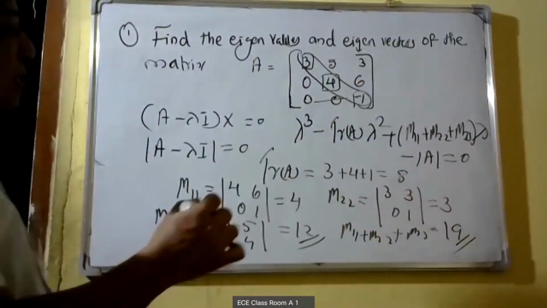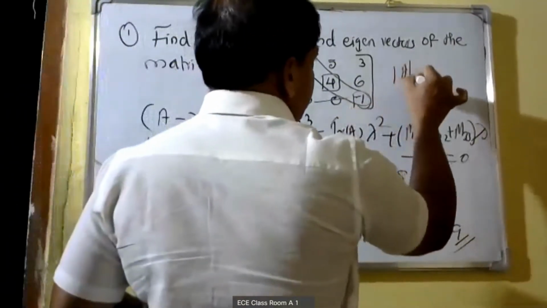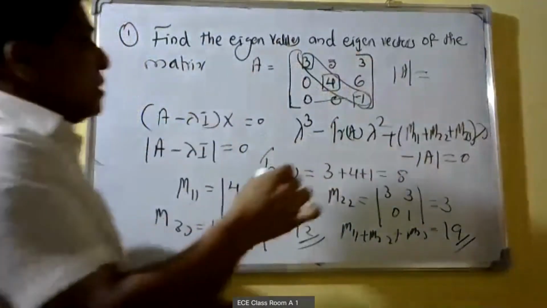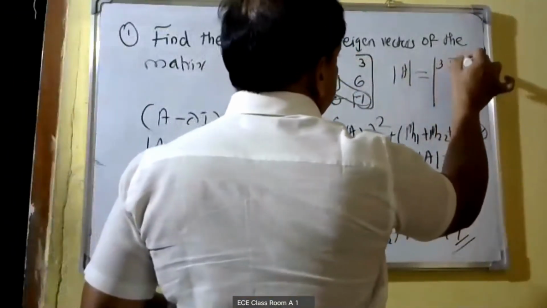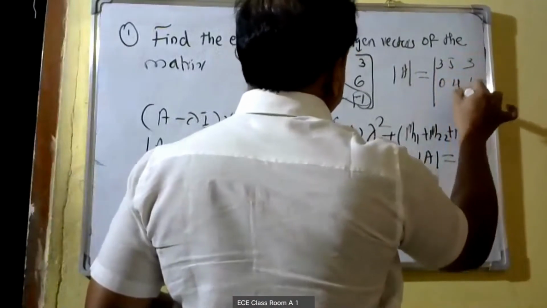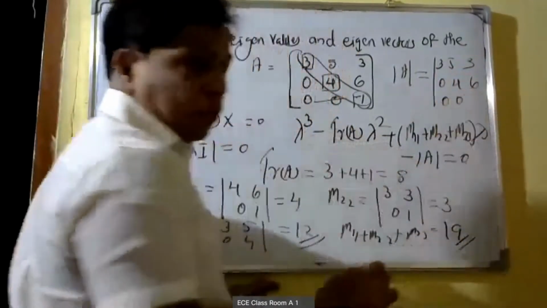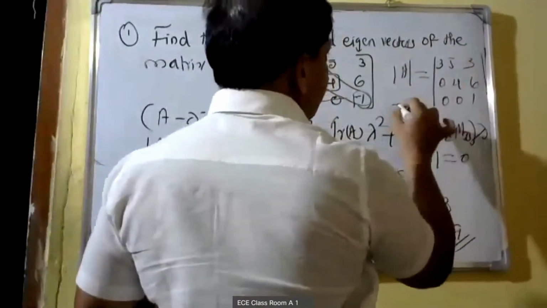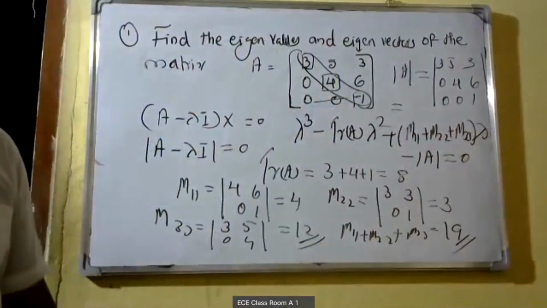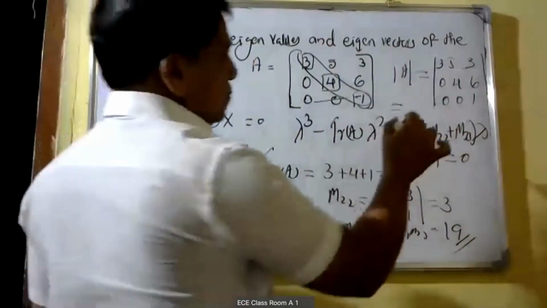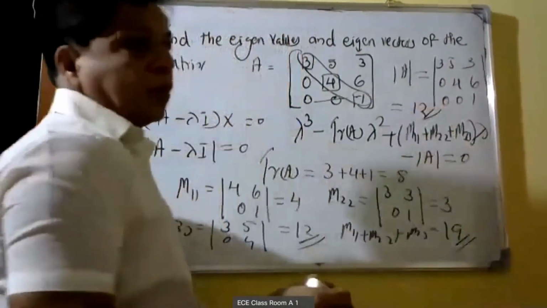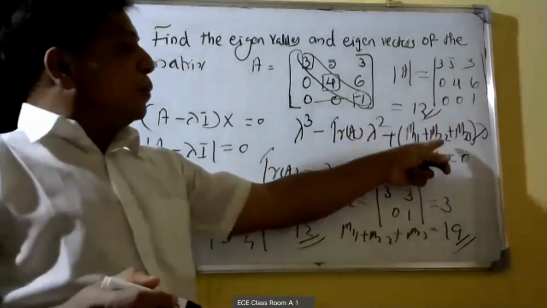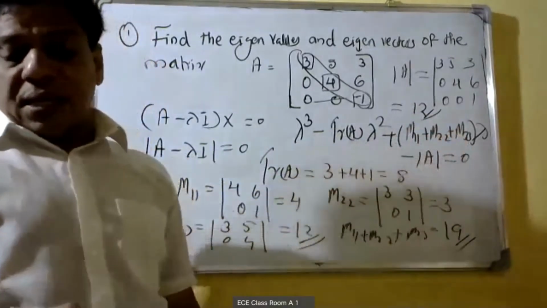Also, we can calculate the determinant of A. We calculate the determinant of this matrix 3, 5, 3, 0, 4, 6, 0, 0, 1. The determinant of A is equal to 12. Above, we calculated trace of A, M11, M22, M33, then determinant of A.